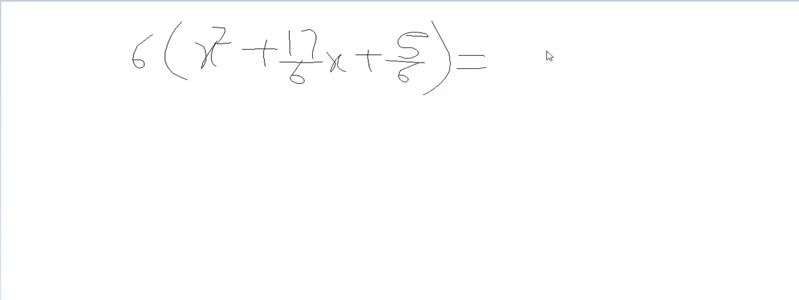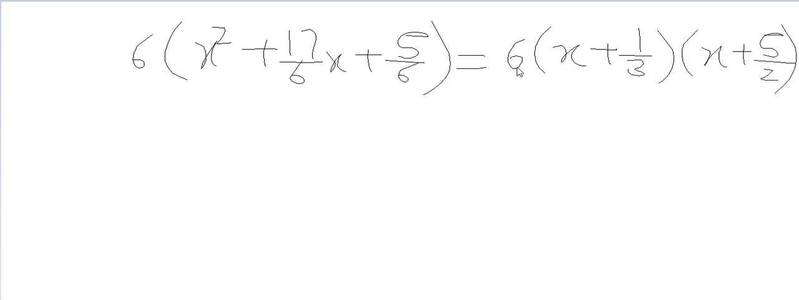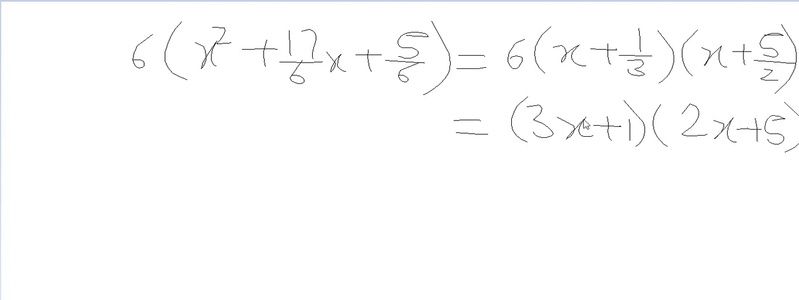So we will write 6 times x squared plus 17 by 6 x plus 5 by 6 is equal to 6 times x plus 1 by 3 into x plus 5 by 2. Now from this 6 we multiply 3 here and the remaining 2 here. We get 3x plus 1 into 2x plus 5. These were the two factors that we got from the splitting method.